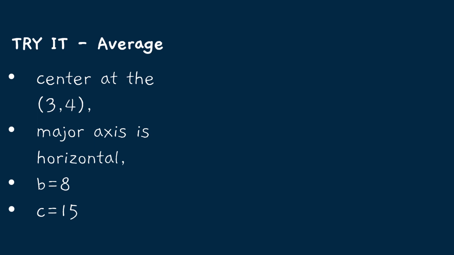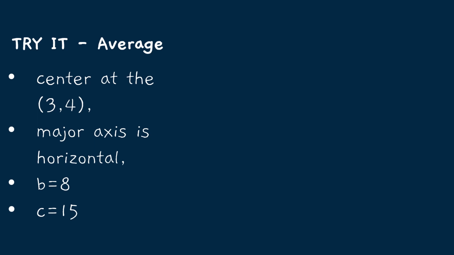Again, you can pause for a while before we show you our solution. Given that the center is at (3, 4) this time, it's not (0, 0) already, it is stated that your major axis is horizontal, and this time b is equal to 8, c is equal to 15, and the value of a is missing. Okay, so let us start first. What are the given values that we can use?